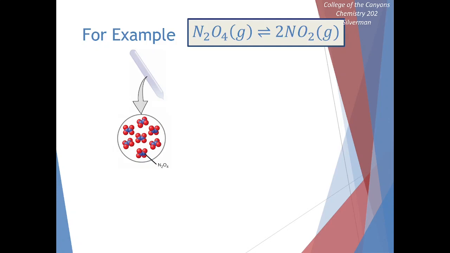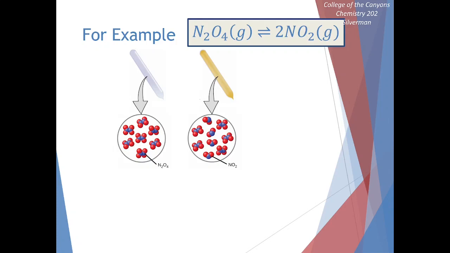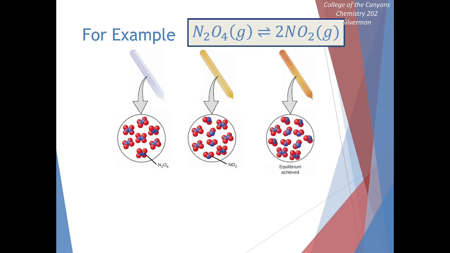Here's what this might look like. If we have a reaction of N2O4 decomposing into two NO2s, initially, maybe we have only our reactant, N2O4. As it reacts, some of those products will start to form. When we have some of those products there, they can also react and form our reactants once again. After some amount of time, the composition will reach some steady state where we have some of these products and some of those reactants.